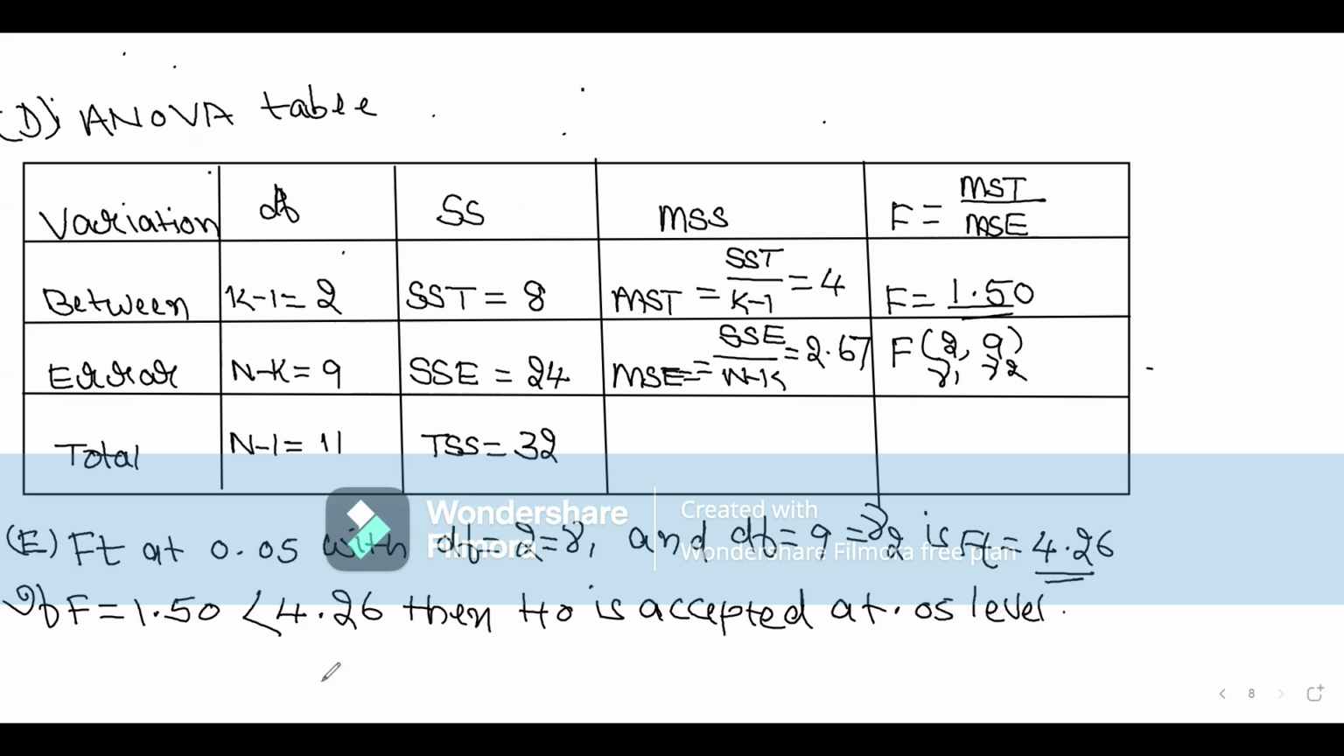percent level. And suppose F comes to 8. 8 is greater than 4.26. In that case, H0 is rejected.